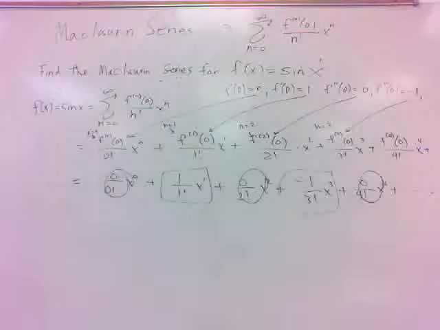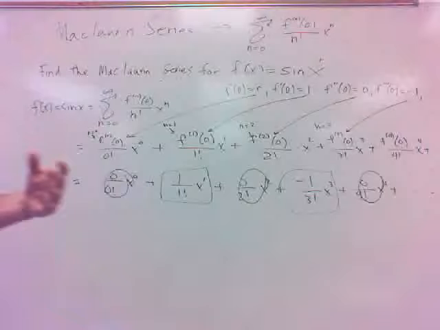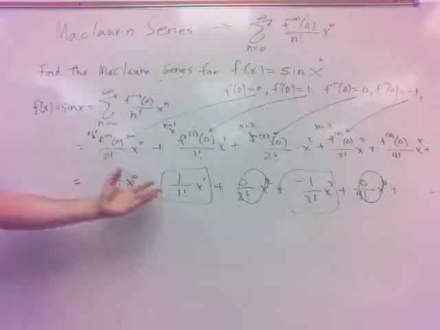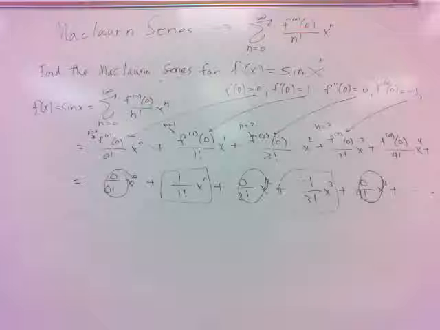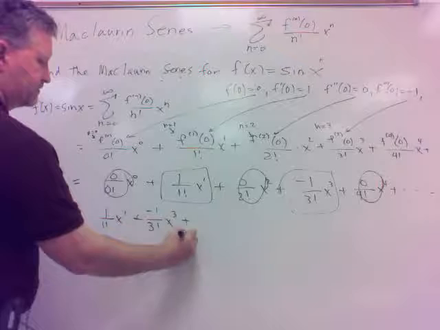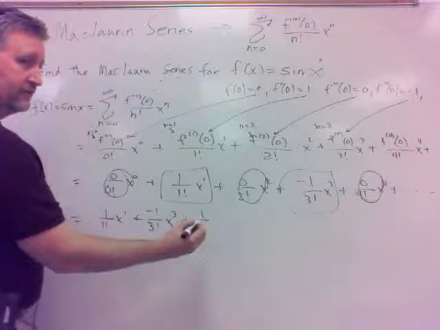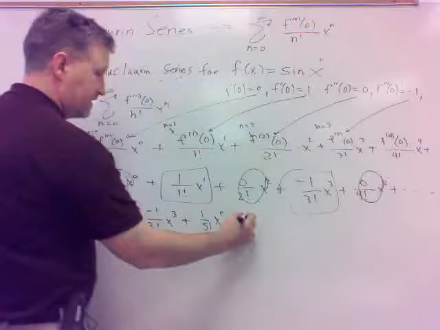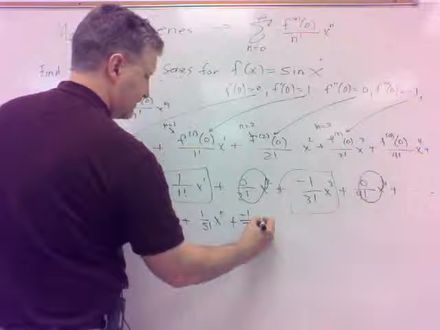Yeah, because of those terms that zeroed out here, if your derivatives zero out, then that means your whole term right here zeroes out in your series. So what's left? Only the odd powers. All right, so this would be 1 over 1 factorial x to the 1, negative 1 over 3 factorial x cubed. What would be the next one? 1 over 5 factorial x to the 5th. What would be next? Negative 1, yeah, because also notice they're odd, but they're alternating signs there too. Okay, so I think that gives us a pretty good little pattern.